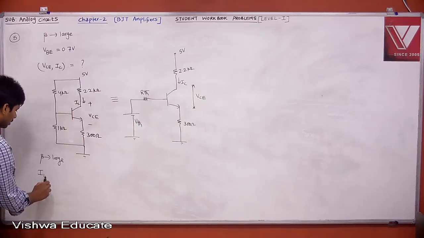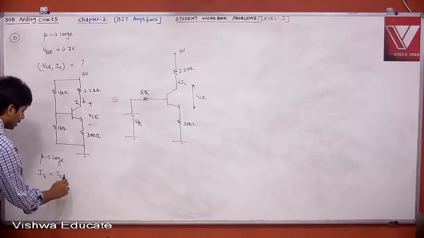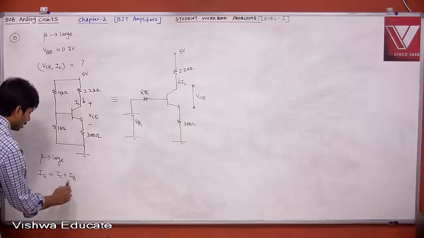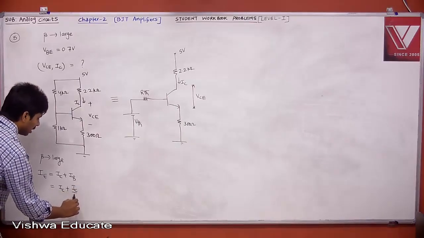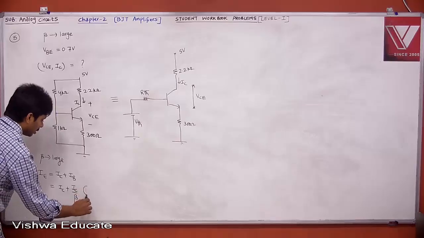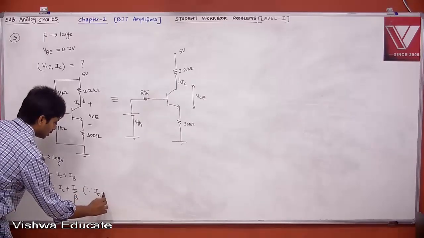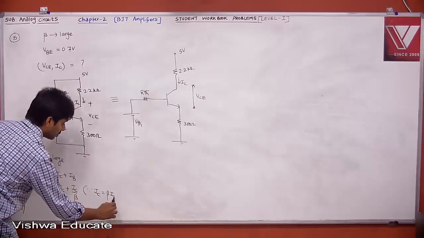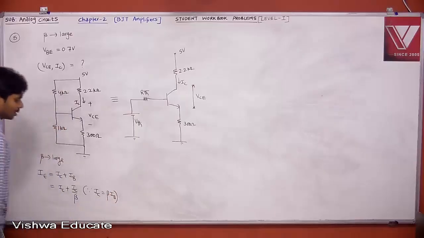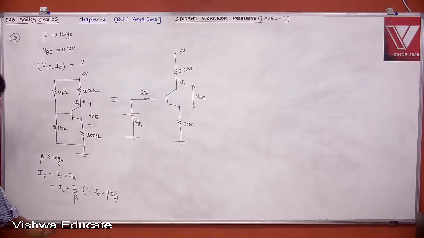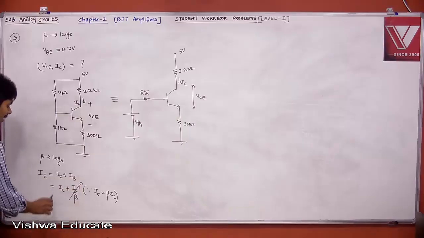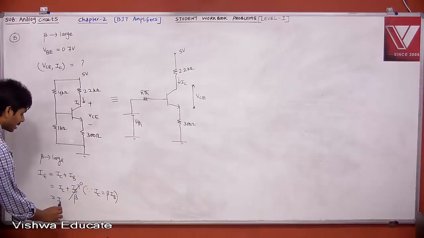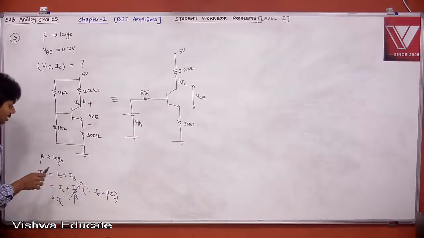what is your IE? IE is nothing but IC plus IB. Then can I write IB as IC by beta? Because IC is equal to beta into IB plus 1 plus beta, I am neglecting the reverse saturation current part. Therefore IC is equal to beta into IB. Therefore if beta is very large, it is almost 0. Indirectly saying that you neglect IB with respect to IC.